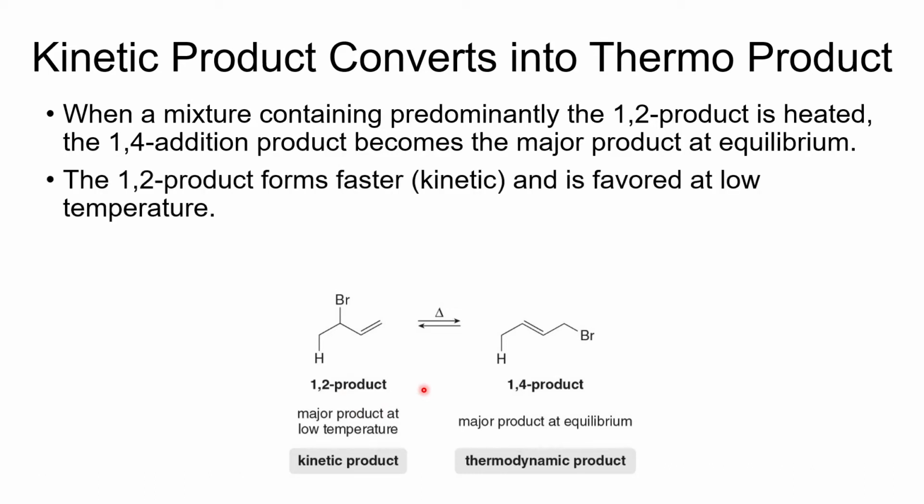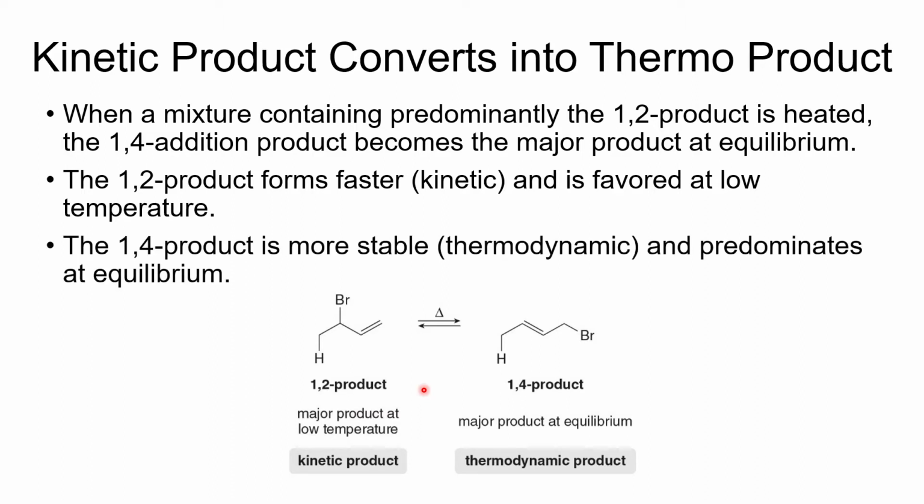So we'll find that the 1,2 product forms faster and is favored at low temperatures, and the 1,4 product is more thermodynamically stable, therefore it's the thermodynamic product, and will predominate at equilibrium. And so this helps us to understand what's going on. So let's look at an energy diagram.